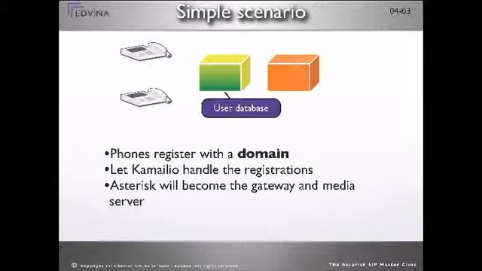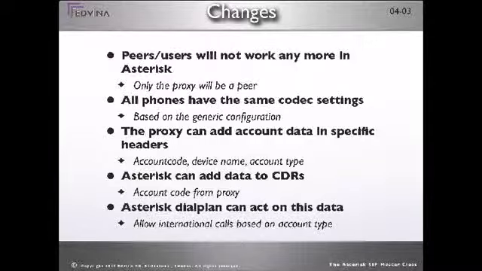So let's see what happens in Asterisk. Peers users won't work anymore. We have to start using databases and say, okay, Camelio authenticated, had an account, and I'll use that account. But we can't rely on the SIP channel sorting out account codes and CDRs and such for you. All phones will end up with the same codec settings, which might be acceptable or not acceptable. But since we only match Camelio from Asterisk, we can't have different codec settings per phone.